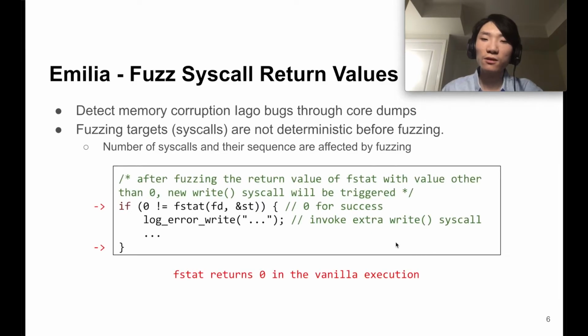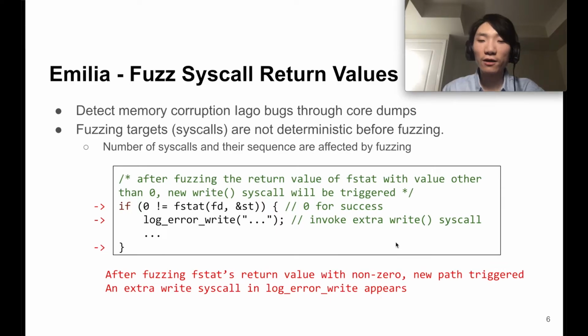For example, in this code snippet, fstat returns 0 in the vanilla execution. So fstat is our only target syscall at the beginning. But after fuzzing the return value of fstat to be non-zero, the log function in the error handling path will be called and the write syscall inside it will be invoked, which does not occur in the vanilla execution of the program. If we just blindly fuzz all the syscalls, we may be less likely to fuzz those extra syscalls repeatedly, because we can't control which execution path will be triggered. Therefore, we build a stateful fuzzing tool that can deterministically explore those newly occurring syscalls.